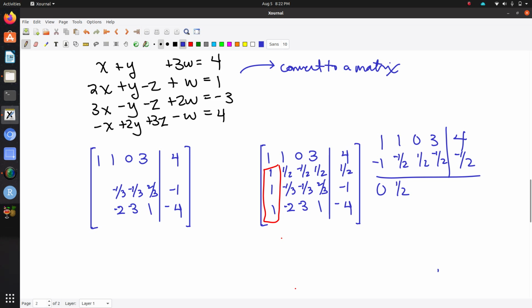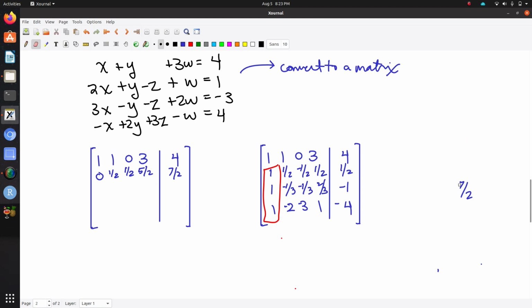So 1 plus negative a half is 1/2. I've set this up so I'm adding, what's 3 1/2? 7/2, okay? And so I'm making this 0, 1/2, 1/2, 5/2, 7/2.